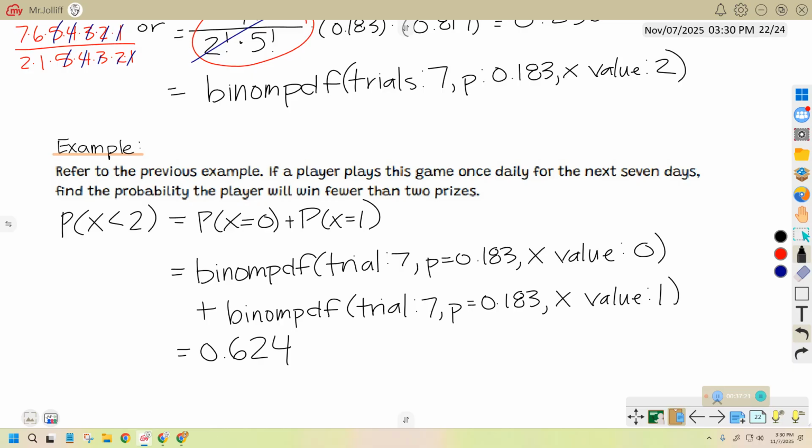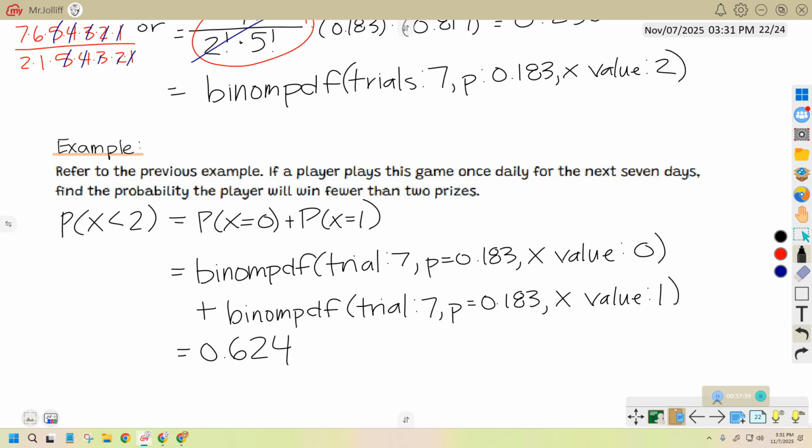What that tells me about this lottery is that more often than not, I don't win, or I win 1 out of the 7 days. So winning is not a common outcome. Much easier with the calculator button, yeah?